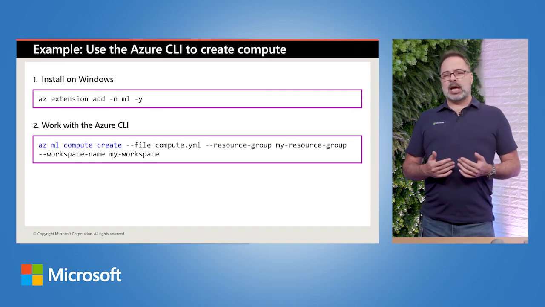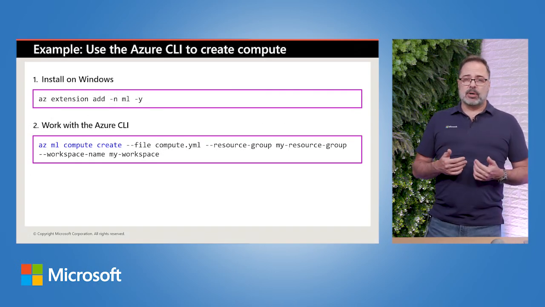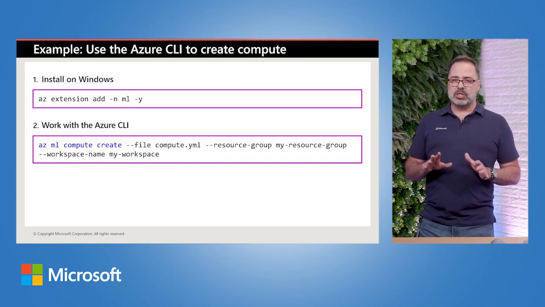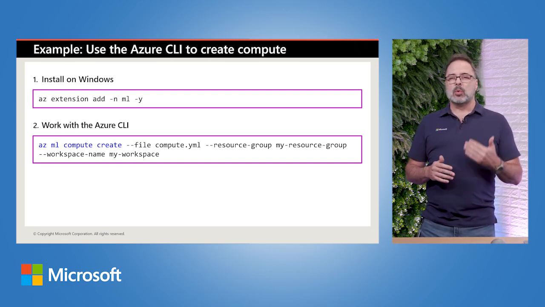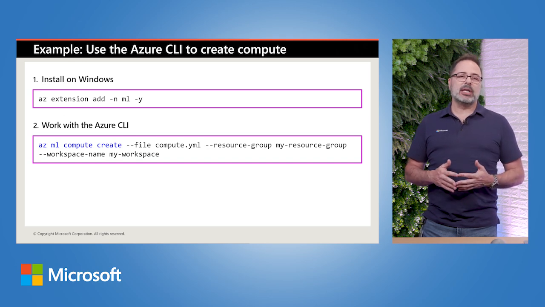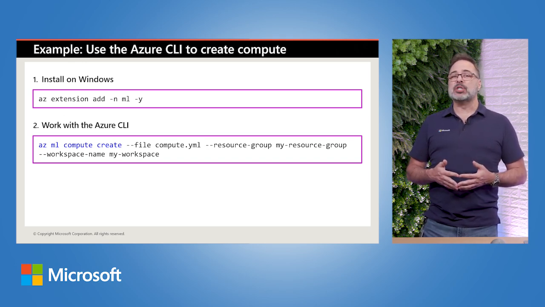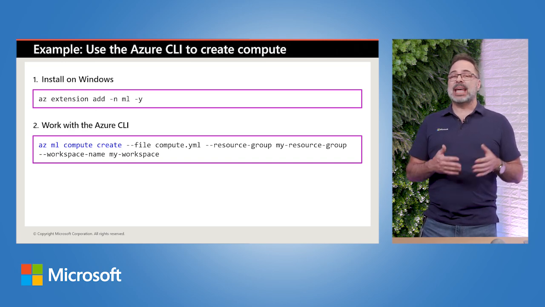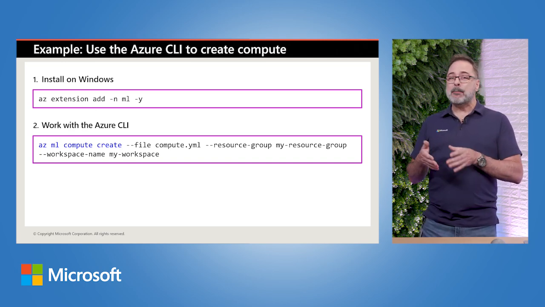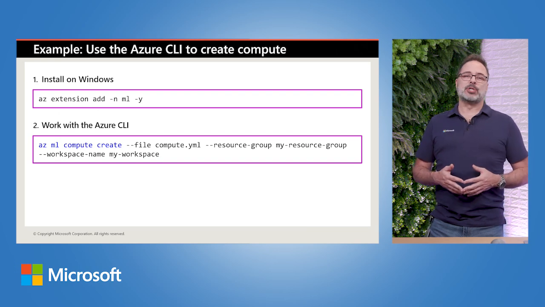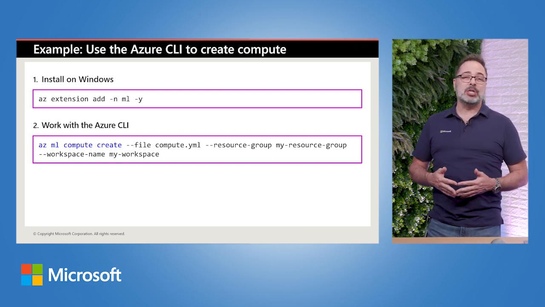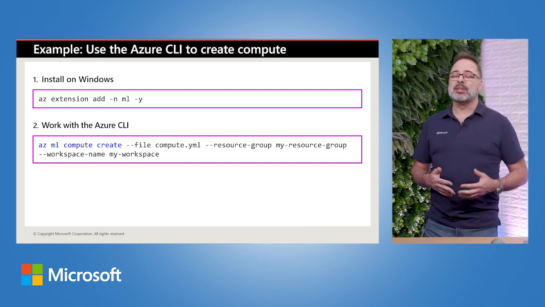When we install the Azure CLI on our computer, it doesn't come with machine learning support out of the box. So what we need to do is to add the machine learning extension by running the az extension add command and adding the machine learning support. Once we do that, we can then use the az ml command to manage our machine learning service, such as creating compute in our service, which is what the example in the slide here shows.